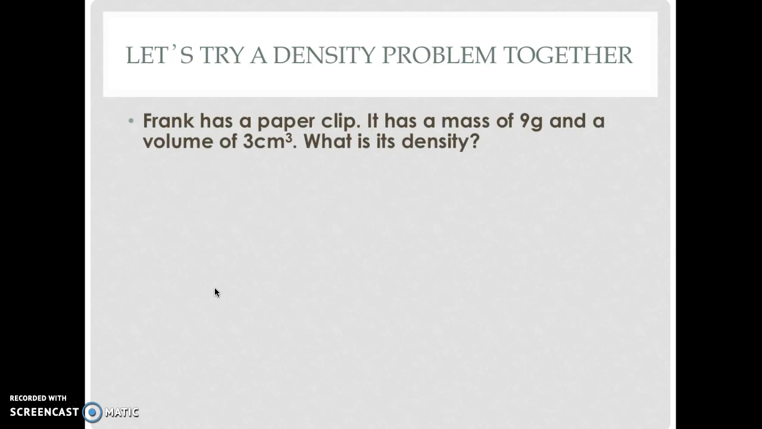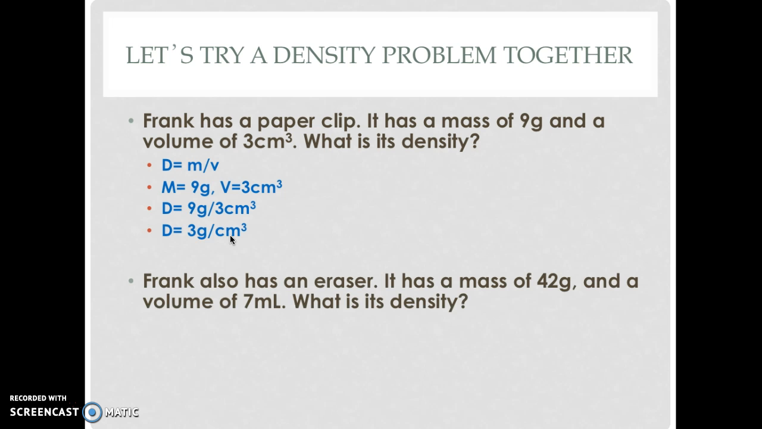Now we will solve one of the problems. Frank has a paper clip. It has a mass of 9 gram and a volume of 3 centimeter cube. What is its density? So this is the formula. Here we have the numbers: mass is 9 and volume is 3 centimeter cube, and then we divide 9 by 3, and we get 3. Density is 3 gram per cubic centimeter. So this is one example. Another example: Frank has an eraser.